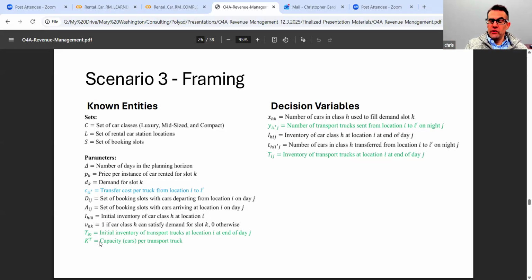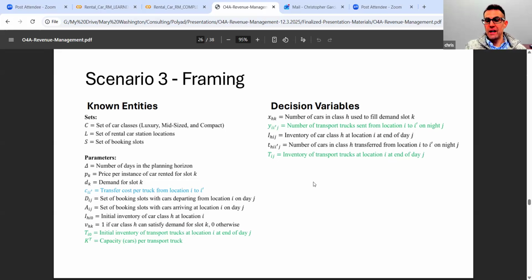Okay, and then, again, some companies might have larger trucks that can take on 12 cars, or some might have smaller ones that can take on 4. To generalize that, we're going to let K_T be our capacity: how many cars each transport truck can carry. Okay, so we have a couple of decision variables that we have to add now as well to model the truck-based transfer.